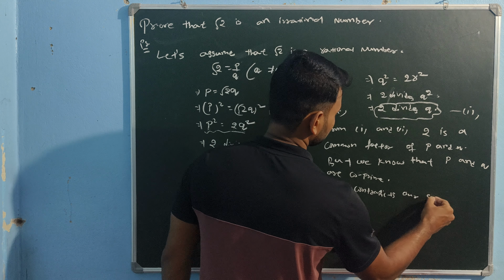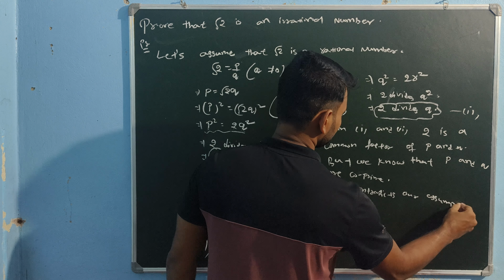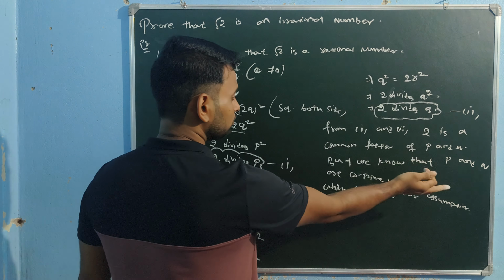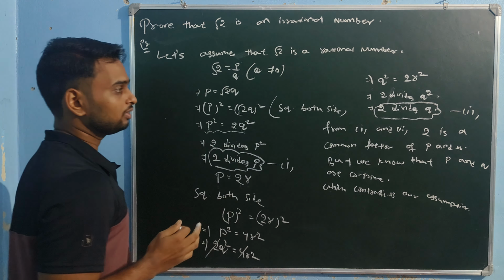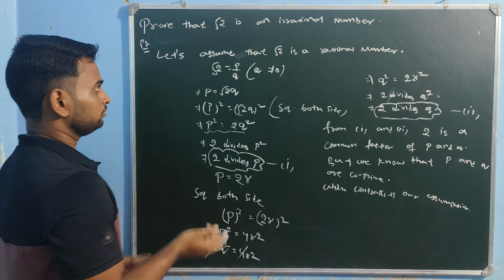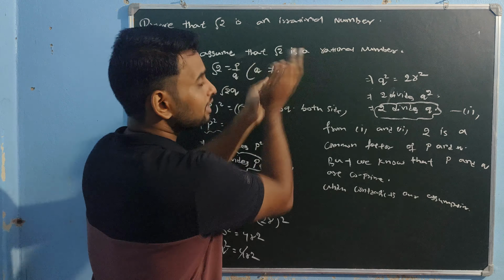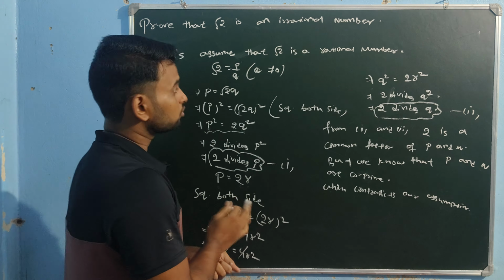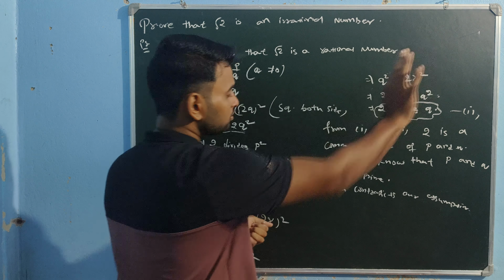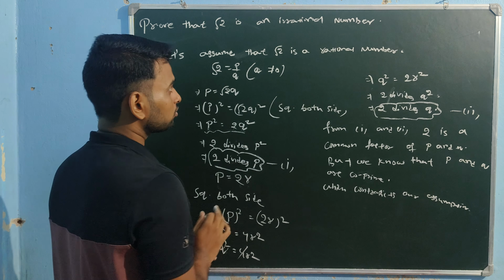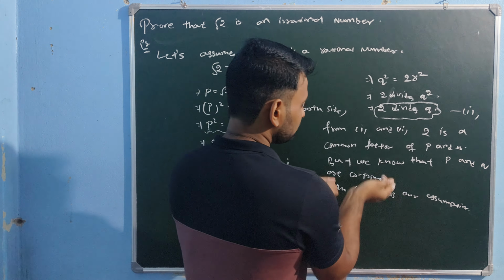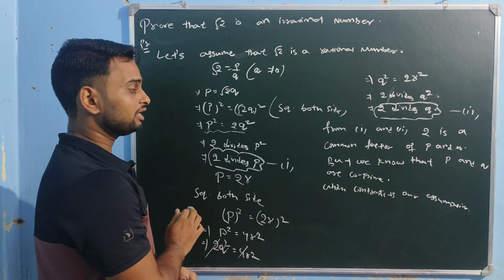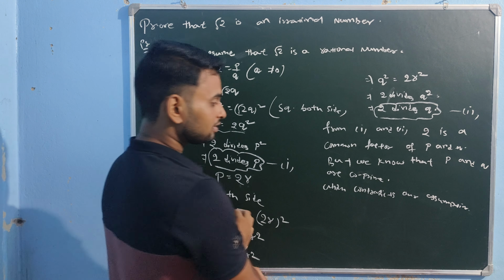That means if we don't assume that root 2 is rational, then we don't reach a contradiction. If we do not assume that root 2 is rational, then we can't find that 2 is a common factor of p and q. So our assumption is wrong, and we reach a statement which is universally false. That means p and q are co-prime, which contradicts our assumption.